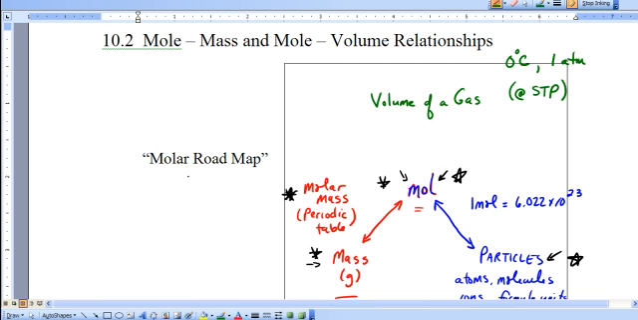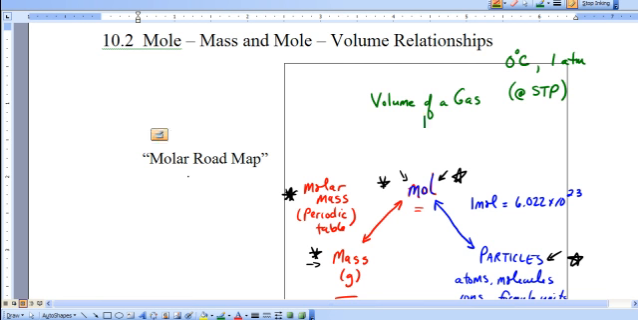Now, if that's not ringing a bell to you, that's okay. Everything that we're going to be doing in this unit will be at STP, so that's not going to be that big of a deal. However, you should understand the 0 degrees Celsius is your standard temperature, 1 atmosphere of pressure is your standard pressure. I do believe that's in the homework set and possibly on the quiz as well.